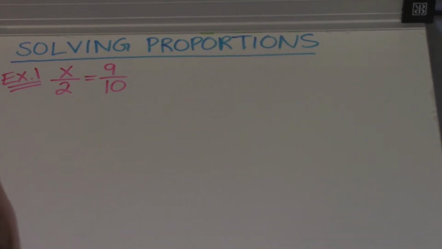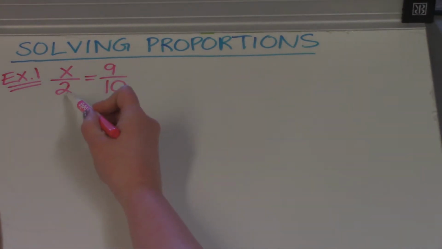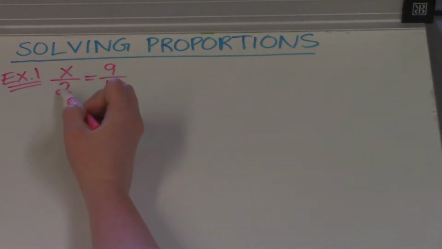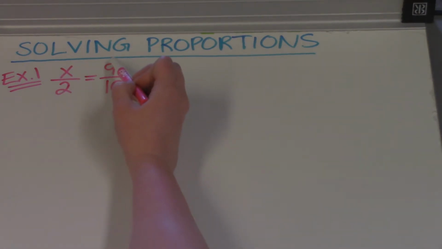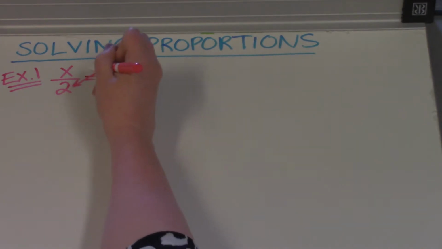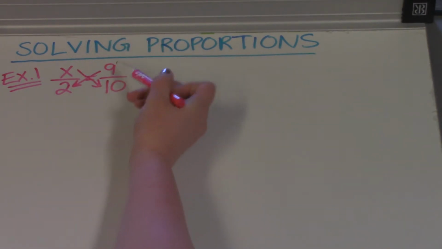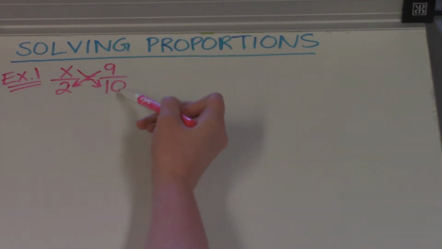For this set of problems, we're going to be solving proportions. A common strategy to start is to cross multiply. So you know you have a proportion when you have a fraction equal to another fraction. And I'm going to start by multiplying diagonally across the equal sign.